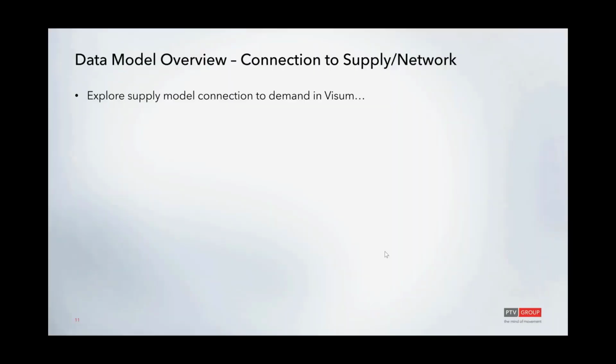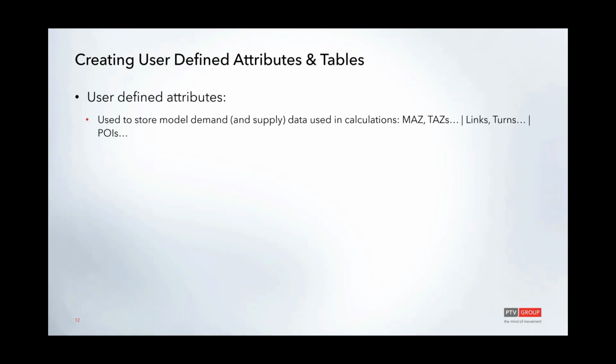Next, let's have a look at creating user-defined attributes and tables in Visum. User-defined attributes in Visum are used to store model demand and supply data used in calculations. So for example, typically this would be your capacity calculations, population, household data for the zonal level or the MAZ level, turn prohibitions, or also special penalties or delays that you might want to add on to a turning cost and such.